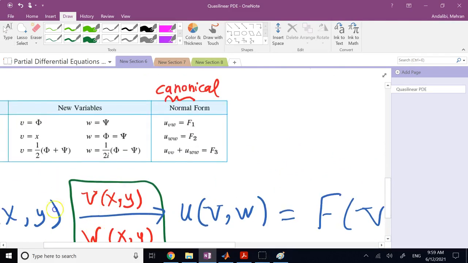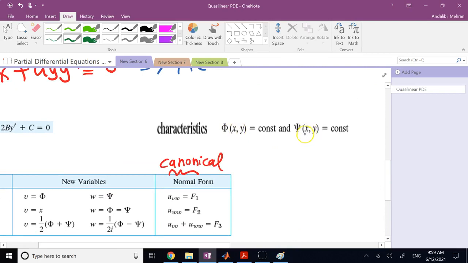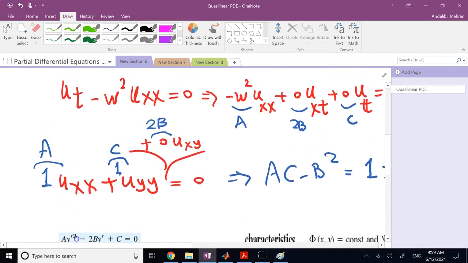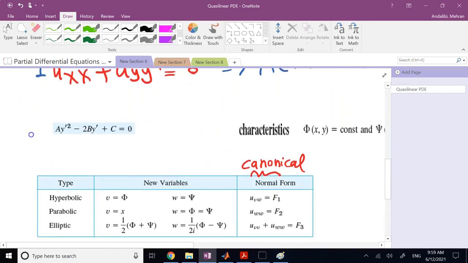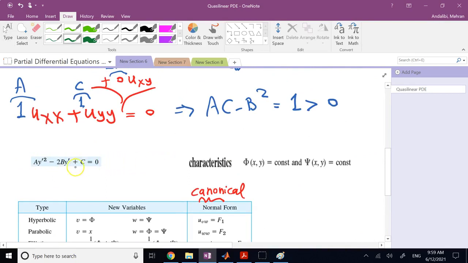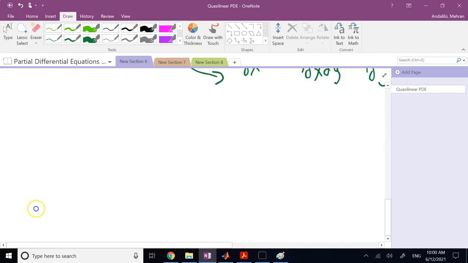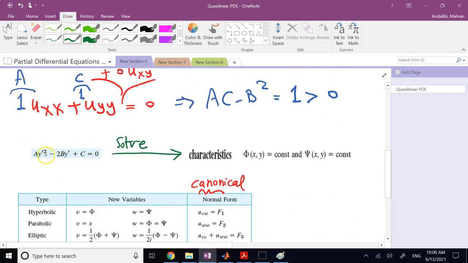Now, how do I find this V and W? So here in this table, you see that V and W are given in terms of these two functions, phi and psi of x and y, which are just constant numbers. We call them characteristic functions of the original PDE. And how do we find these characteristics? These are the solution to an ODE like this: A y prime squared minus 2B y prime plus C equals 0. If you look at these coefficients, they are similar to these guys, except this is positive 2B, this is negative 2B, and it is a quadratic equation in terms of y prime. So A y prime squared minus 2B y prime plus C equals 0.